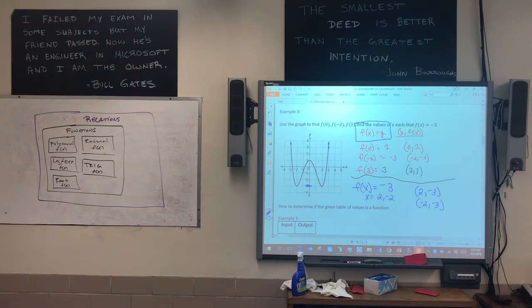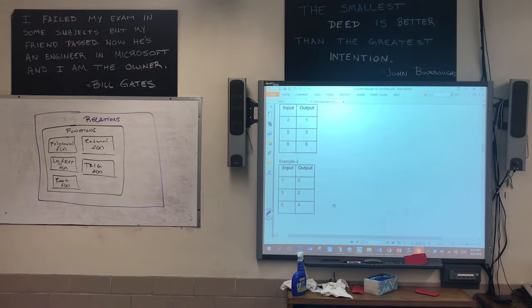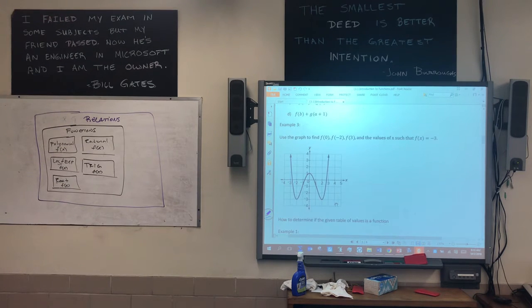You guys remember the vertical line test? Okay. Now it's down here in the next couple questions. Down here it says how to determine if a graph represents a function. We use the vertical line test. But I'm going to define that up here, talk about what a vertical line test does.